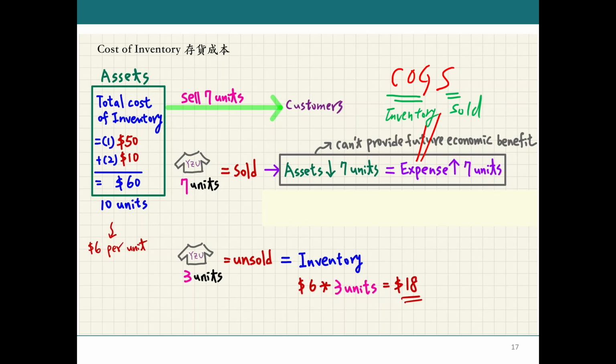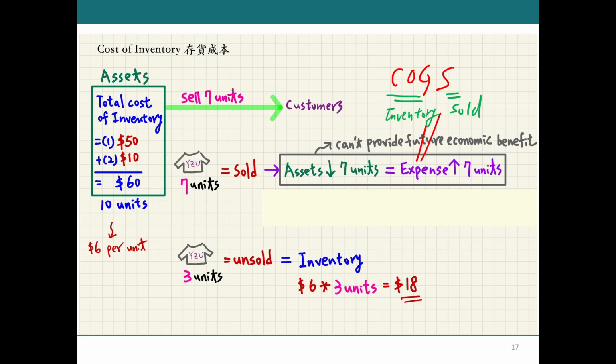$60 for 10 units, right? So 1 unit, $6. So that's why 3 units, each one $6. So the total amount is $18 for our 3 unsold inventories, okay?